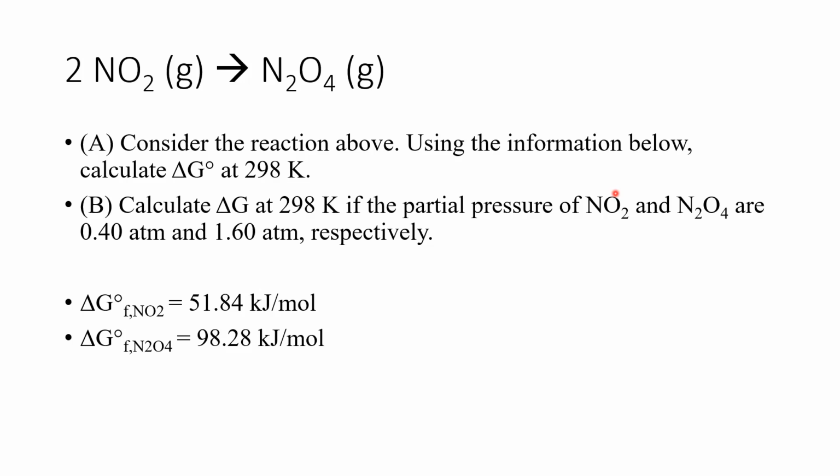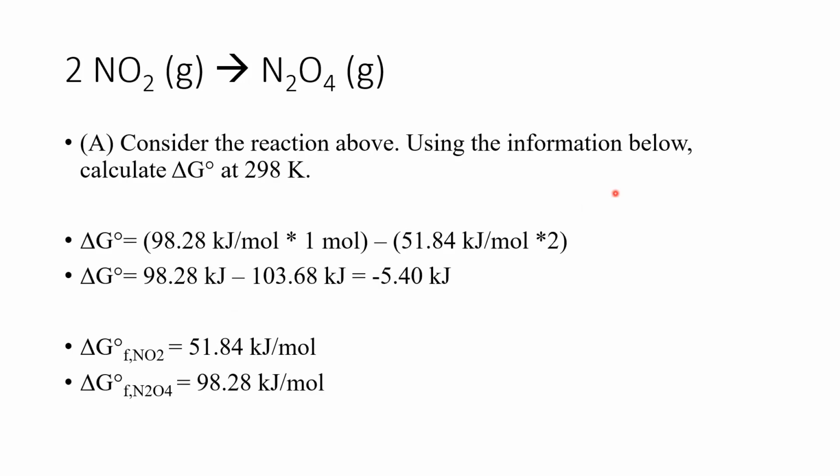So remember with the little circle, that means standard. So we're just going to have concentrations of 1 essentially. So we're just going to be looking at the products minus the reactants. With the second one, we've got to take into consideration the actual amounts of those substances. So with the first one here, again, we can just do products minus reactants.